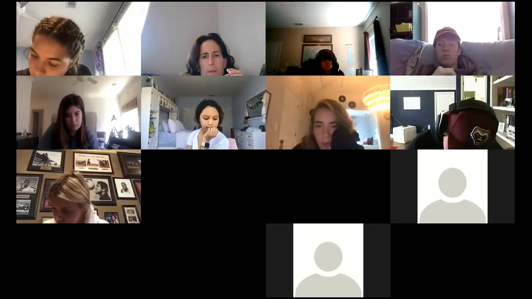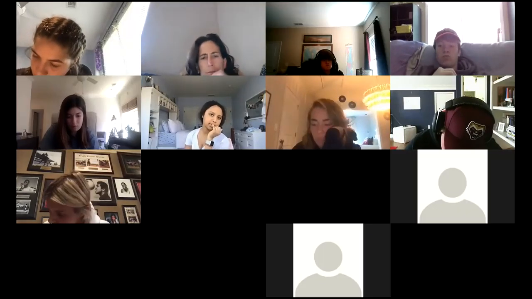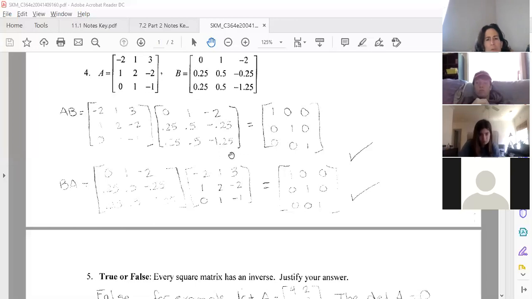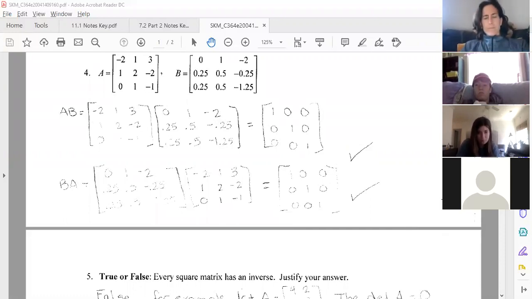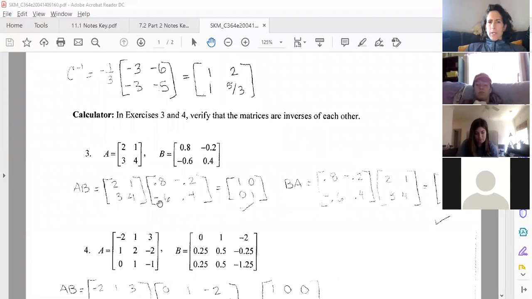Let me go back to the answer. Yeah, so you're going to do that matrix multiplication, and you should get a 3 by 3 identity matrix. So you have 1s along the diagonal and then 0s everywhere else. As long as you get that matrix for both A times B and then B times A, then they are inverses of each other. Does that help? Yeah, that helps. It's the same thing I did for 3, except in 3 they're just smaller matrices. They're 2 by 2s.